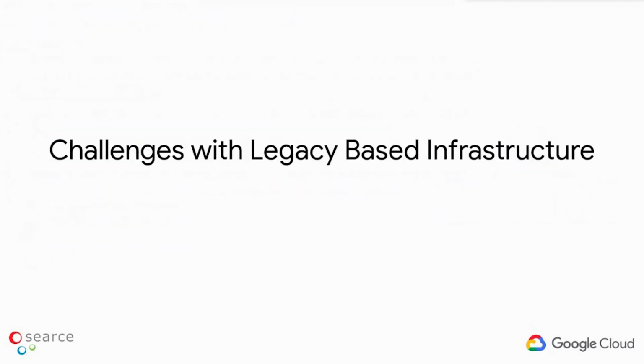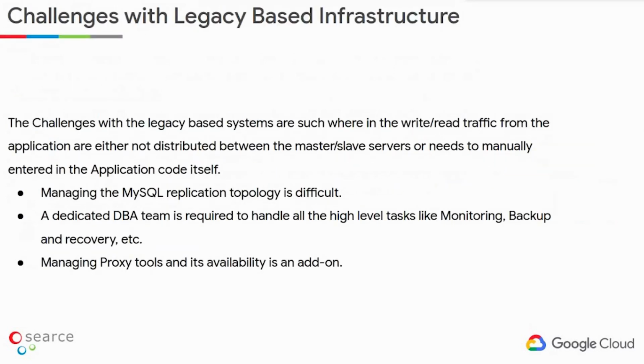Let's discuss the challenges with legacy-based infrastructure. The challenges with legacy-based systems are such that the read and write traffic from the application server is either not distributed between the master and slave servers efficiently, or if you want to distribute it, we have to make changes in the application code itself. Making changes in the application code requires good expertise. Also, it becomes a technical overhead to change your application code every time you want to change the IP address of the master and the slave.